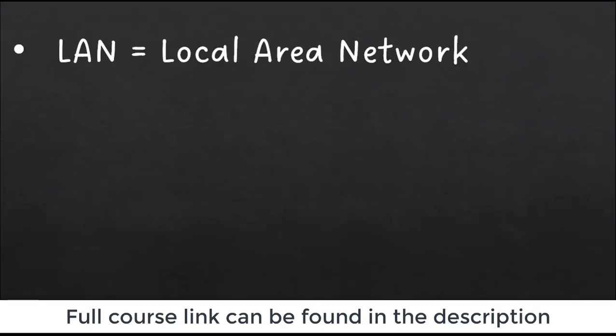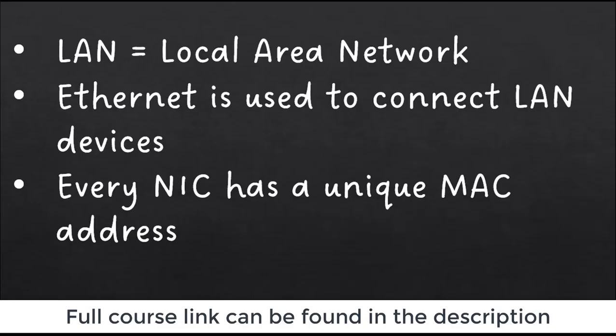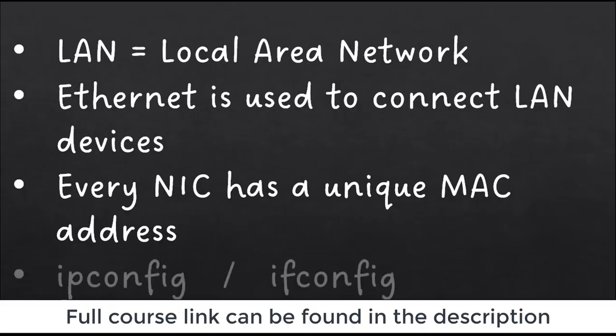So let's take a moment and do a quick review. A LAN is a local area network, which basically means it's one physical location where we're connecting many devices together. And we can use Ethernet to connect those devices to one another. Every network interface card, or NIC, has a unique MAC address that is hard-coded on it by the hardware vendor. And we can use commands like ipconfig in Windows or ifconfig for Linux or Mac to display the MAC address and other pertinent networking information about our computer.